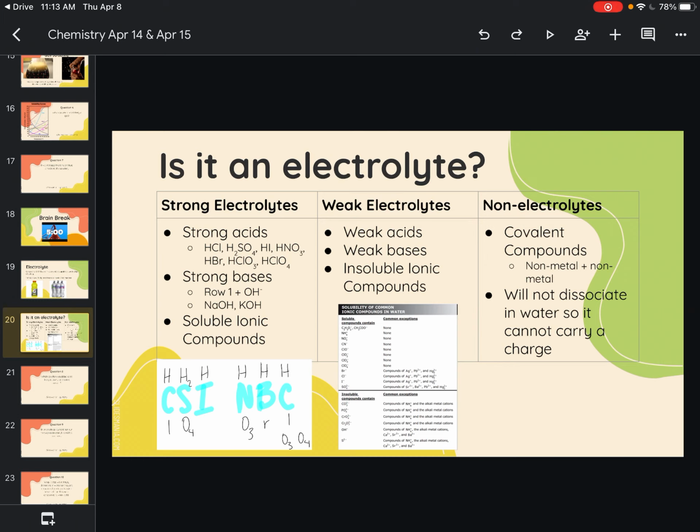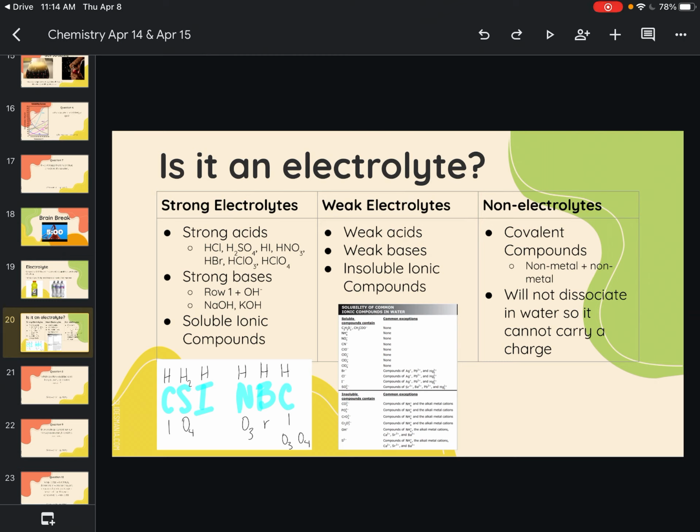So what makes a strong electrolyte? You have strong acids. I wrote them all out right there. Those are the common ones that you'll want to know about. But notice the little mnemonic I put at the bottom, this CSI-NBC. So if you think of the show CSI on NBC, that will help you. Because then you have HCl, H2SO4, HI, HNO3, HBr, and then HClO3 and HClO4. So if you want to remember that mnemonic, that would probably be the best way to remember those strong acids.